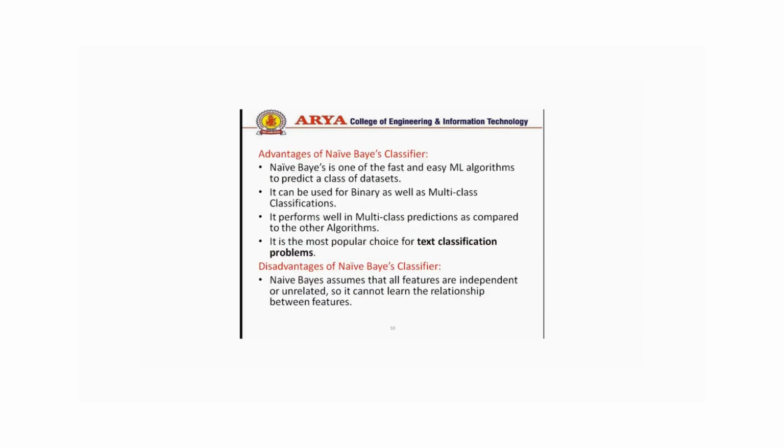Here are some advantages and disadvantages of the naive-Bayes classifier. Naive-Bayes is one of the fast and easy machine learning algorithms to predict a class of data sets. It can be used for binary as well as multi-class classification. It performs well in multi-class predictions as compared to other algorithms. It is the most popular choice for text classification problems. A disadvantage is that it assumes all features are independent or unrelated, so it cannot learn the relationship between features.